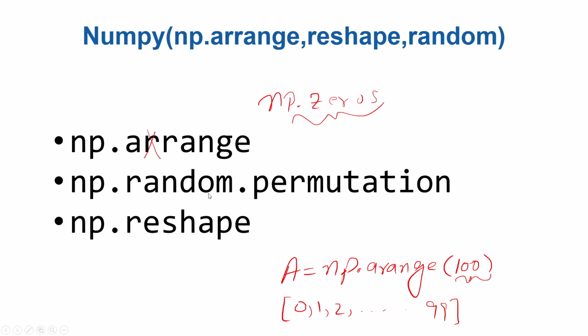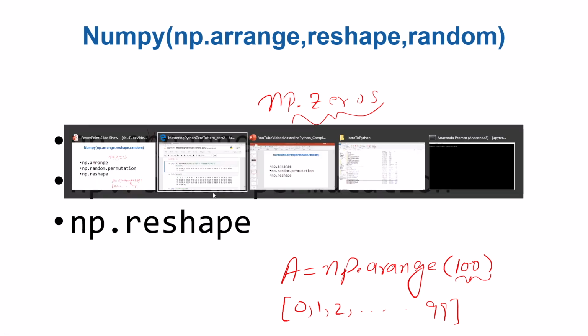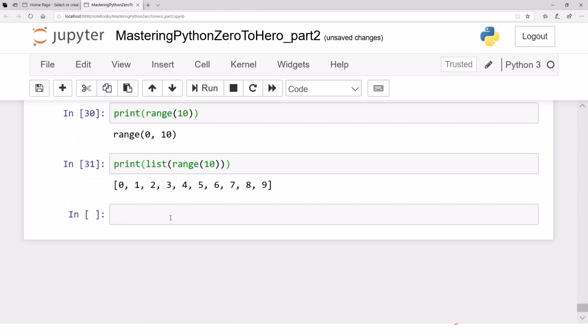np.random.permutation. np is a package with a lot of sub-packages inside. random is a package, and random has a lot of modules. One module is permutation, and there are a lot of other modules. So let's see what it does.